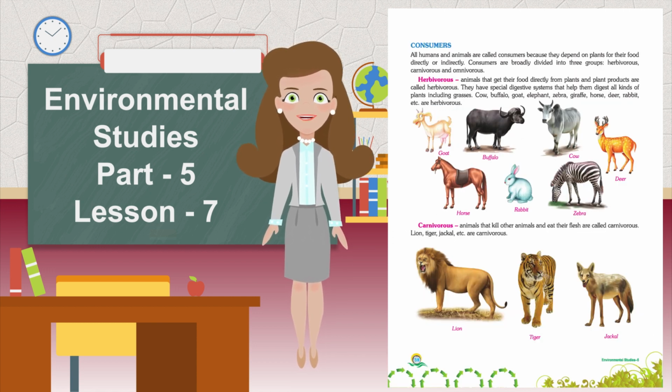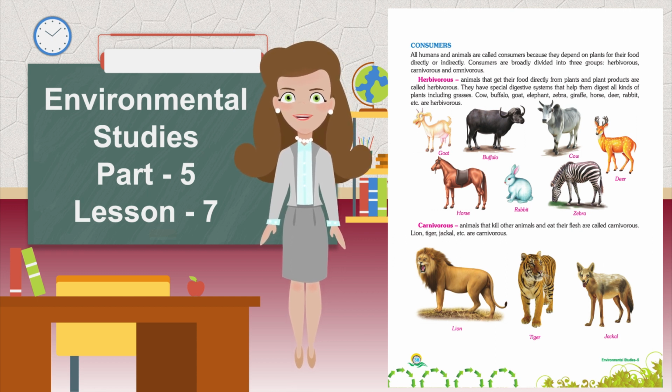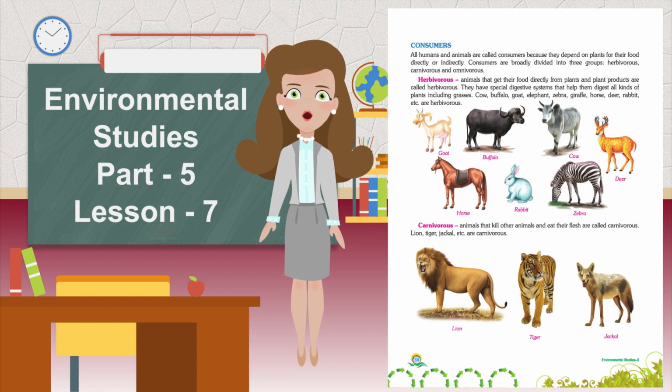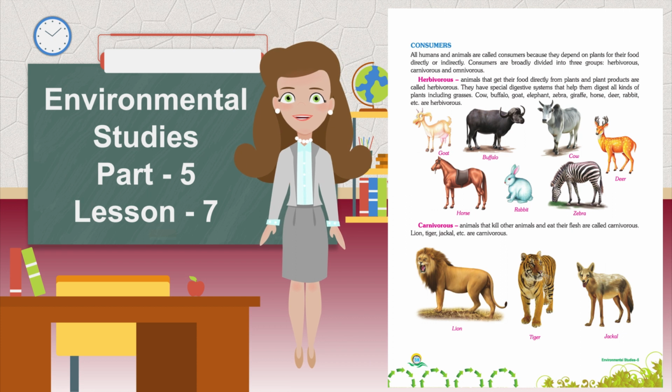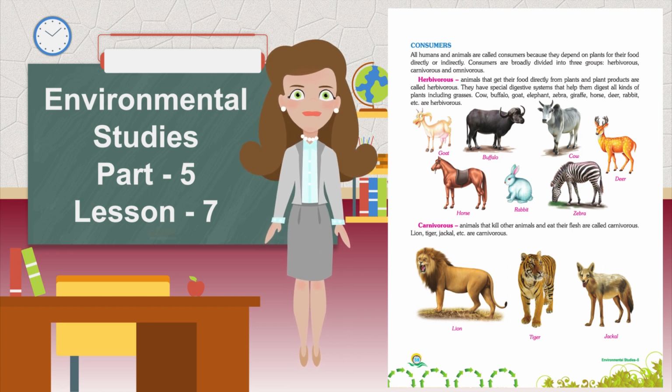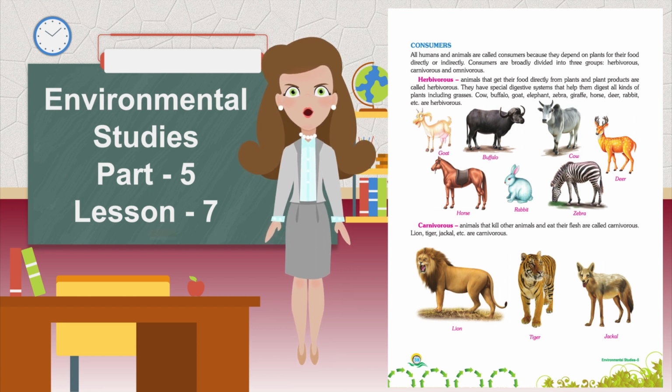Consumers. All humans and animals are called consumers because they depend on plants for their food directly or indirectly. Consumers are broadly divided into 3 groups: herbivorous, carnivorous, and omnivorous. Herbivorous. Animals that get their food directly from plants and plant products are called herbivorous. They have a special digestive system that helps them digest all kinds of plants including grasses.